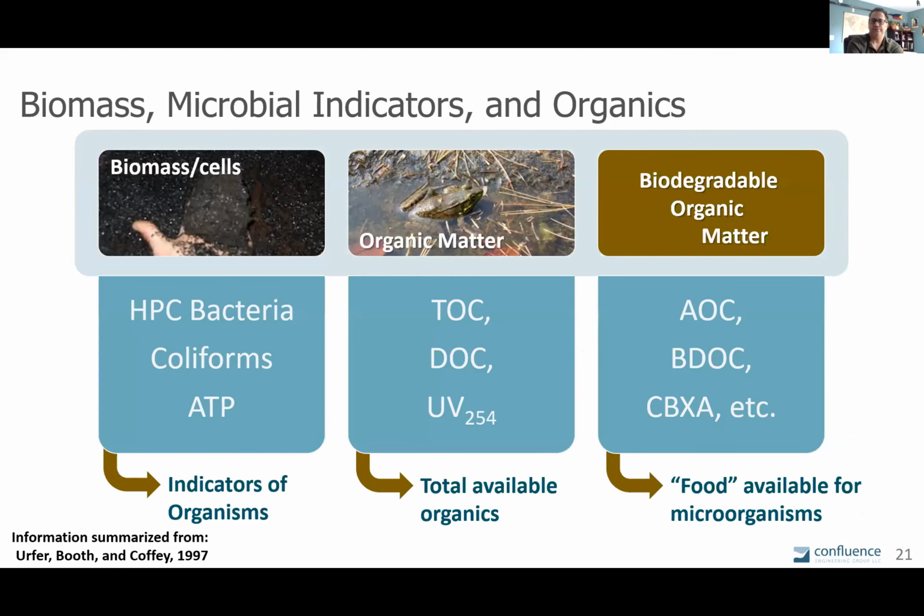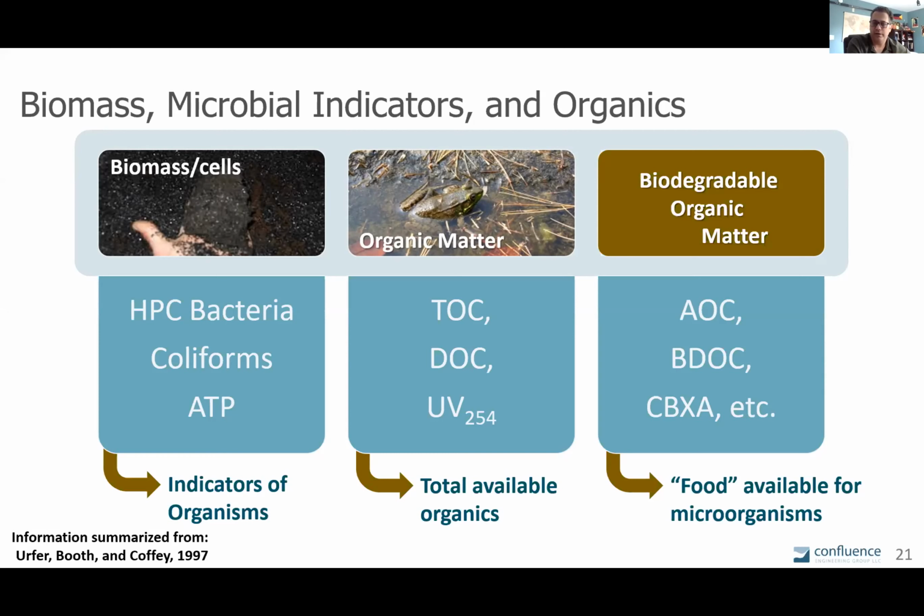So before getting into the biomass, microbial indicators, and organics, just a quick check on why we would look at each of those and what they have to do with biofiltration. Biomass are the guys that are doing the activity. Those are either the heterotrophic bacteria. It's possible that coliforms could be established on the biofilters, and ATP can be measured as an indirect surrogate for biomass, and you saw that in the last presentation from Michael, ATP being monitored.